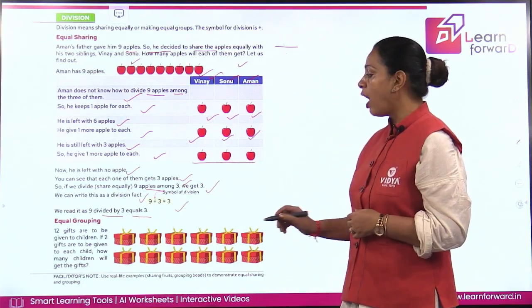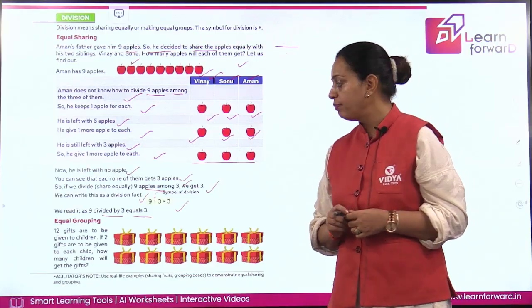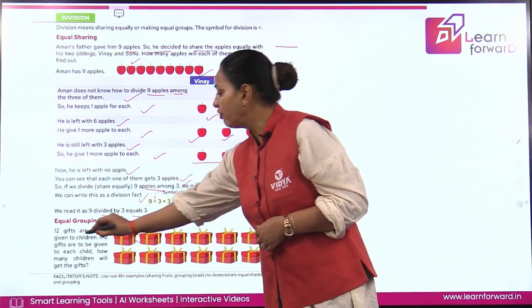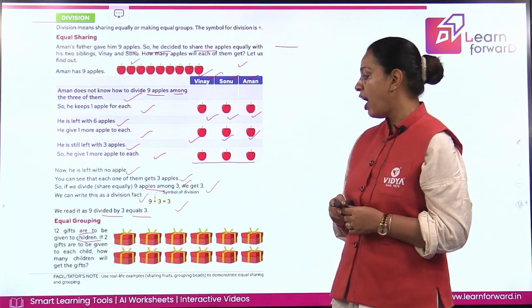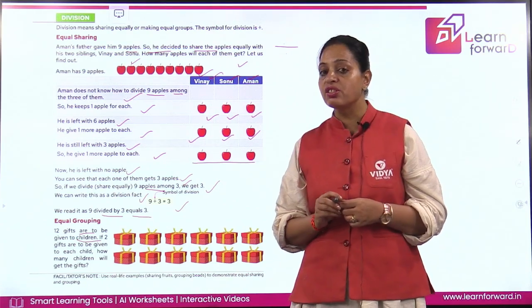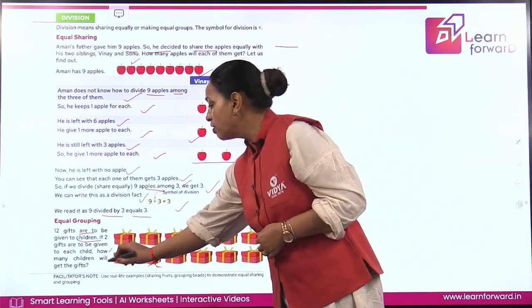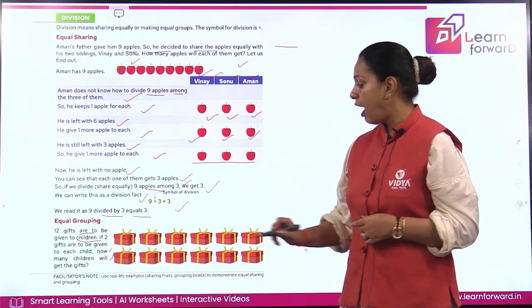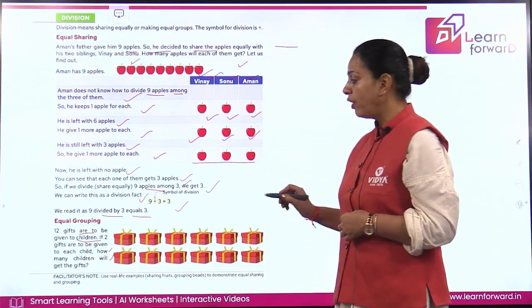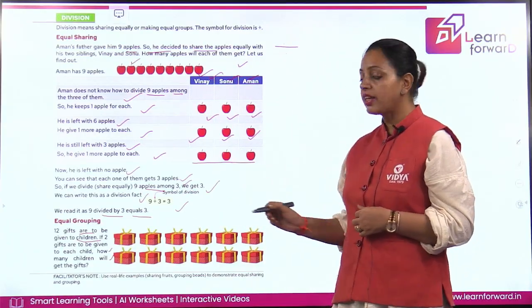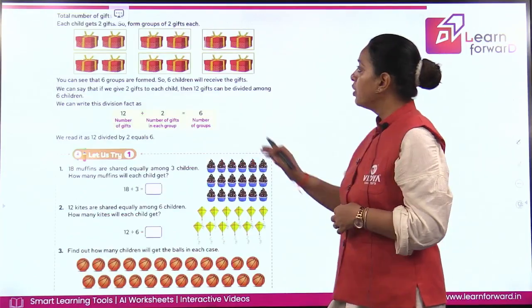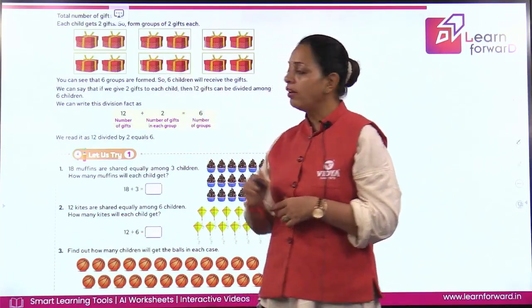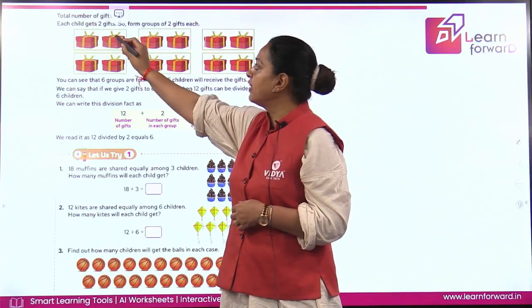Okay. Now equal grouping. See here, we have 12 gifts to be given to children. If 2 gifts are to be given to each child, how many children will get the gifts? You have a total of 12 gifts and we are giving 2 gifts to one child. So see now, total number of gifts is 12. So each child gets 2 gifts.